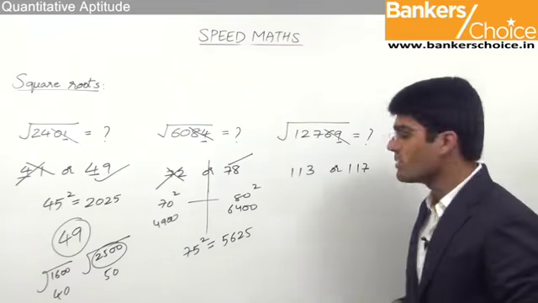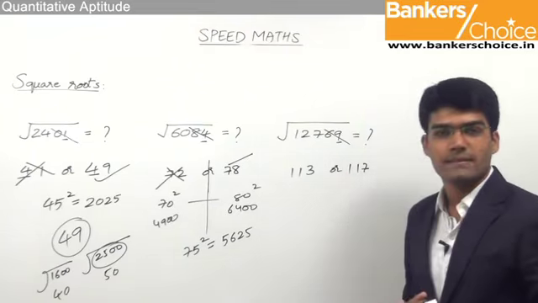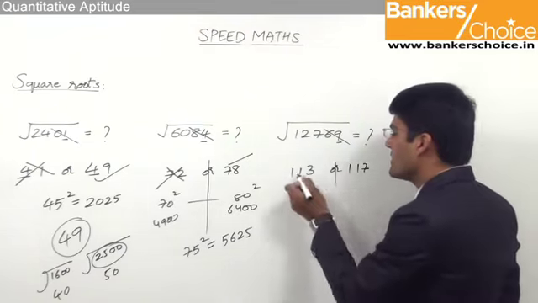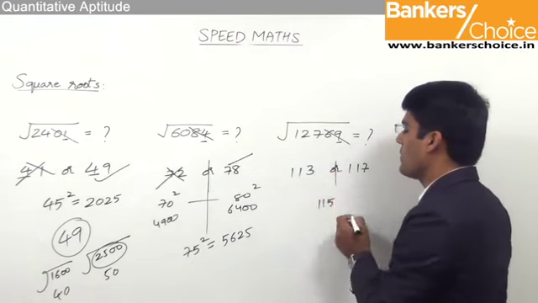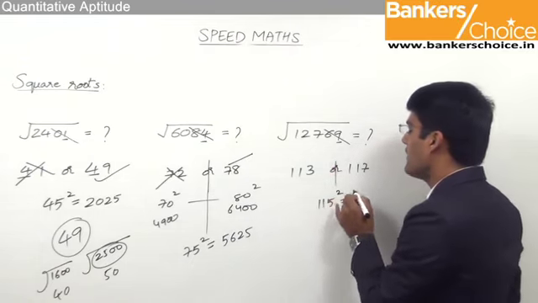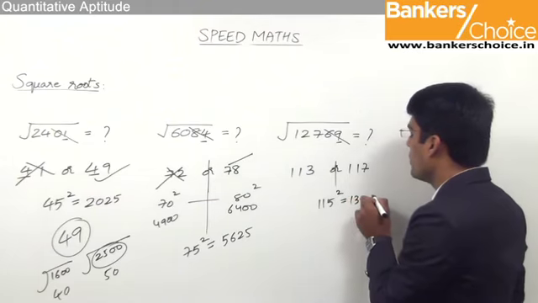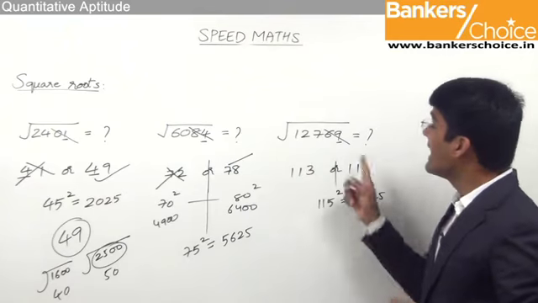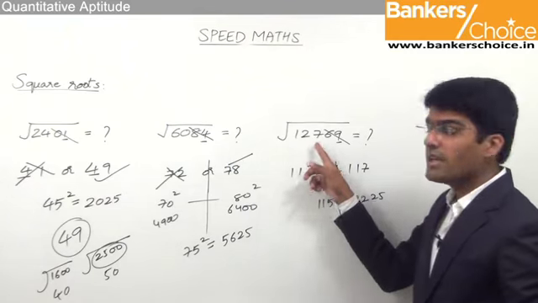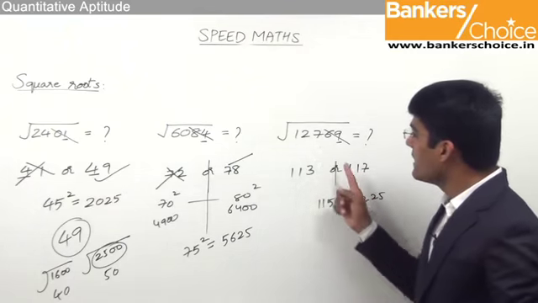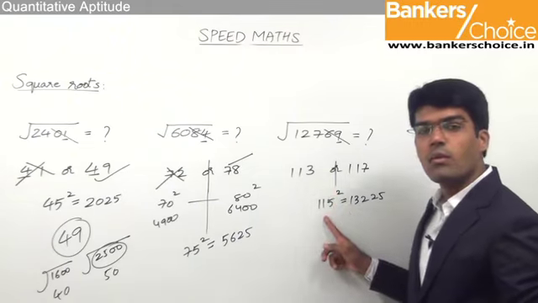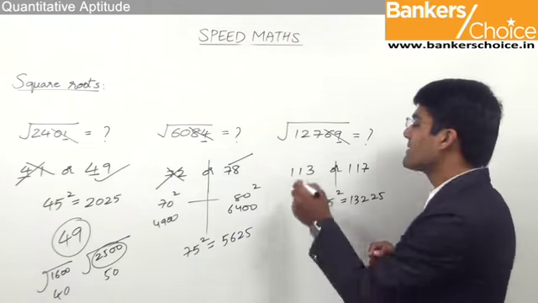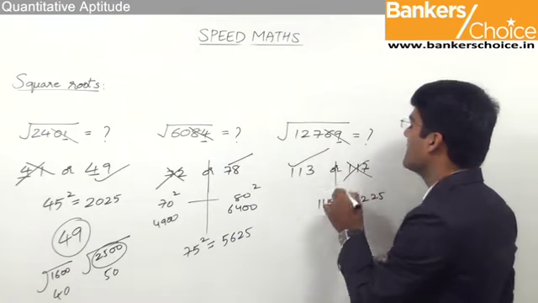Now the third step is to decide which of these two is correct. Now exactly what comes between 113 and 117 is 115. What is 115 square? 11 into 12, 13225. And this number 12769 is less than 13225. If it is less than 13225, its square root should be less than 115. What is less than 115? 113. So 113 is the correct answer, and this gets cancelled.